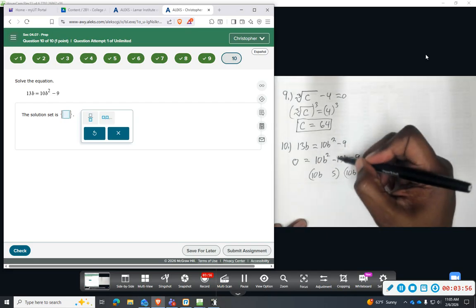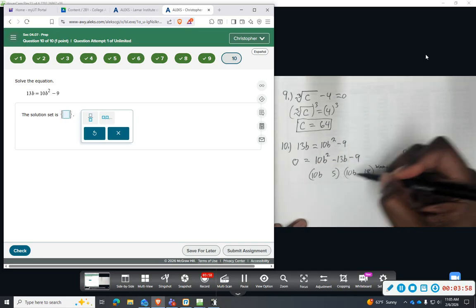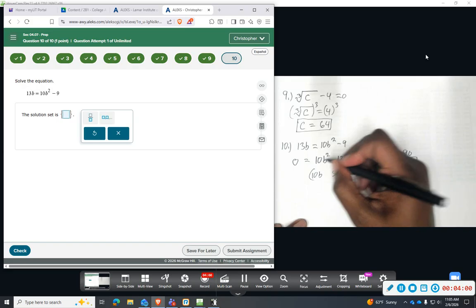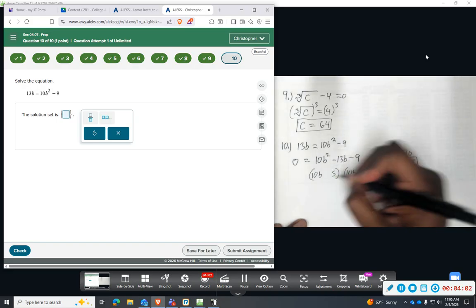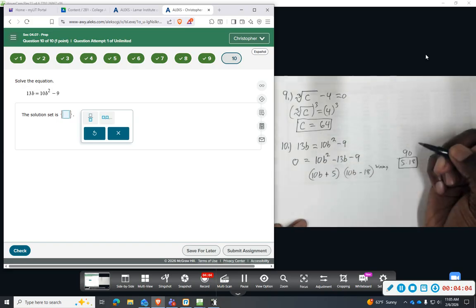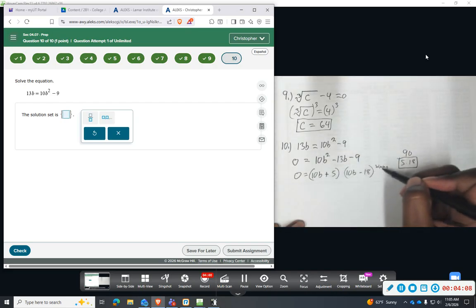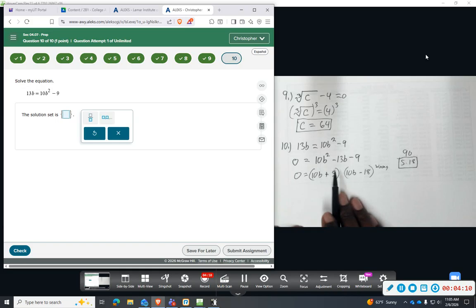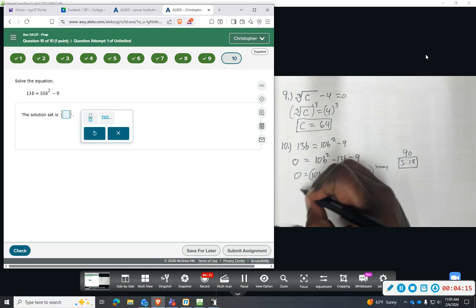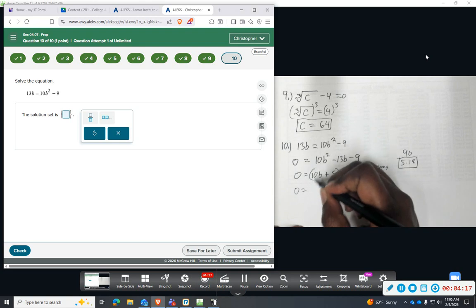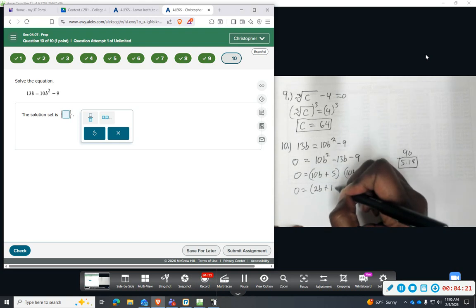Left to right, the first sign is negative. That's the bigger number, 18. Second sign, negative, means they're different signs, so this has to be a plus. And then we've got to fix what we messed up, so we've got to reduce. 5 and 10 can both be divided by 5, so you divide and get rid of that. Divide by 5, we get a 2b. Divide by 5, we get a 1.